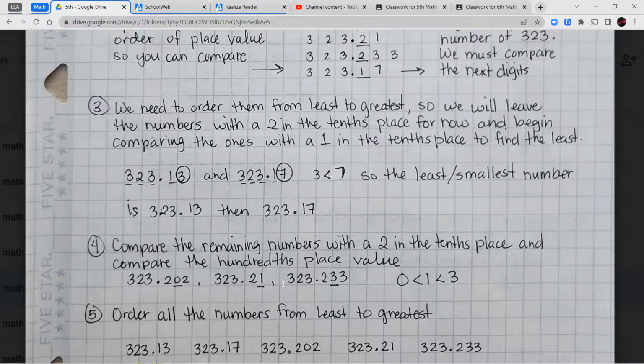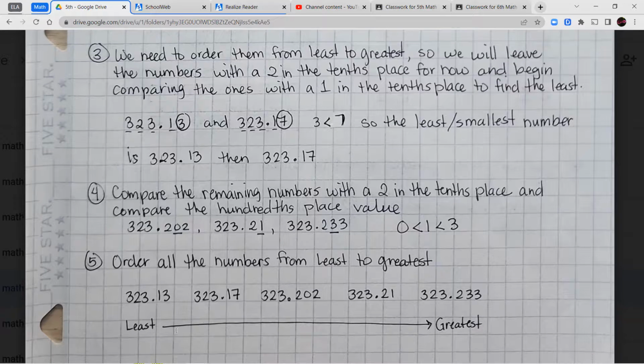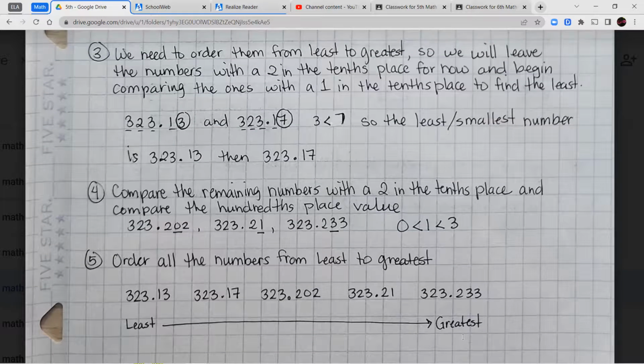Now, to put them in order, I know that the biggest one has a 3 in the hundredths place, the middle one has a 1, and the smaller one has a 0. So remember, I already figured out my two smallest numbers, 323.13, 323.17. Then I have 323.202, or 202 thousandths, 323 and 21 hundredths, and then 323 and 233 thousandths. So now I was able to order them from least to greatest.